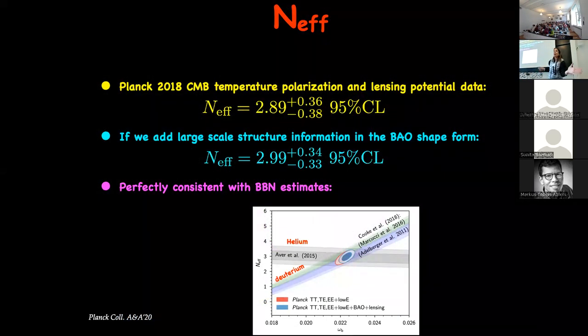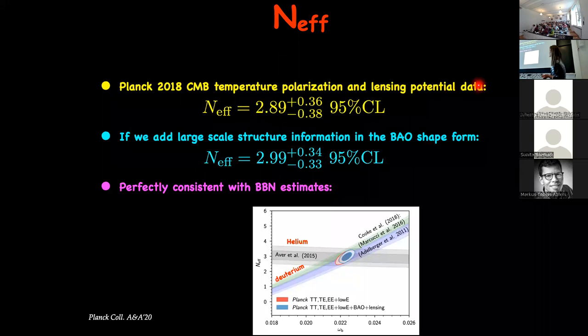Numbers. Bad luck for sterile neutrino physicists, right? Because Planck alone is also quite boring, to be realistic. N_eff is 2.09 plus or minus 0.36, basically at 95% confidence level.